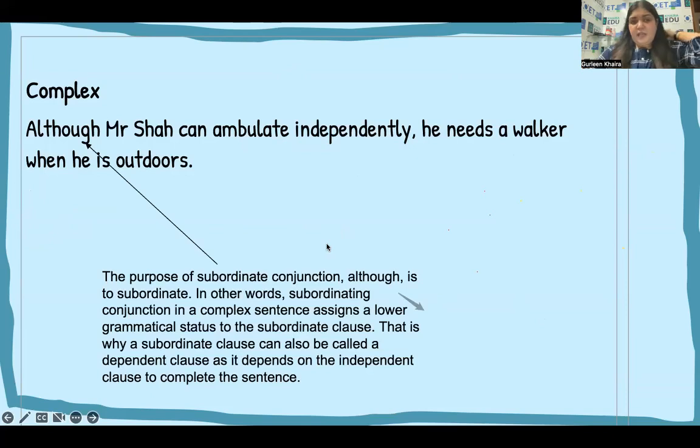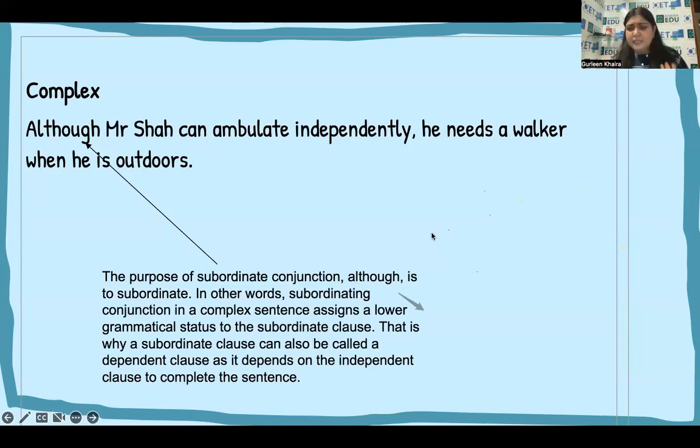And now let's see, how do we decide how to put the more important idea and how to put the less important idea in the complex sentence. The more important idea will be your independent clause, this one: he needs a walker when he's outdoors. The less important idea always starts with a subordinating conjunction.